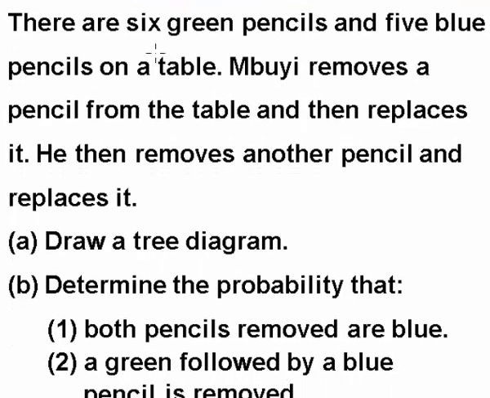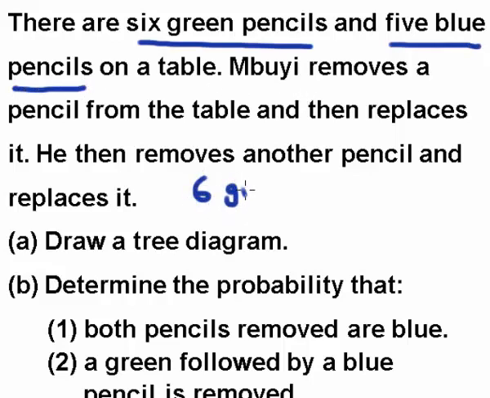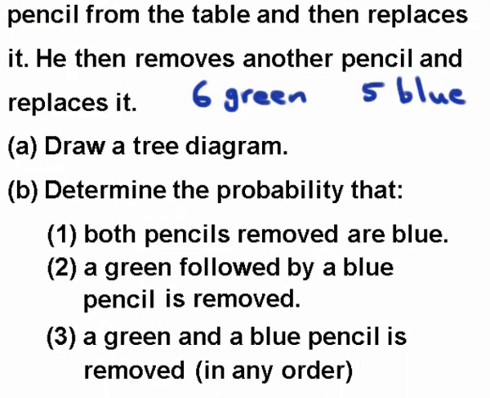There are 6 green pencils and 5 blue pencils on a table. Okay, Mbuyi removes, that's the first event, a pencil from the table and then puts it back, replaces it. Then the second event, he removes another pencil but replaces it again. Now we need to draw a tree diagram of these events. Okay, now have a look here. So we've got 6 green and 5 blue.